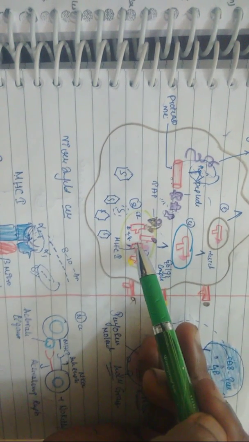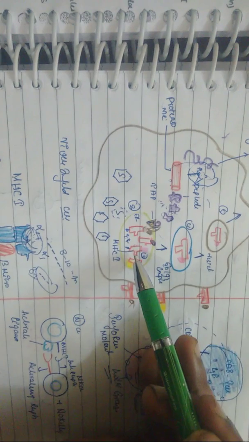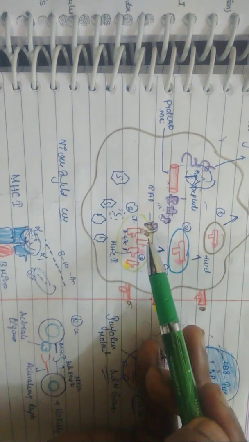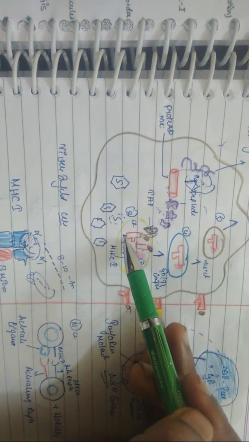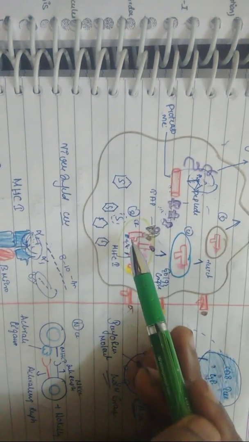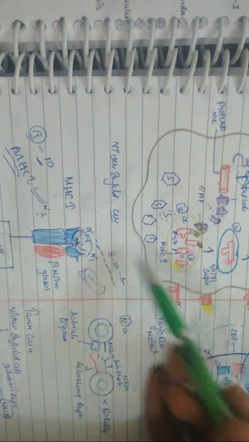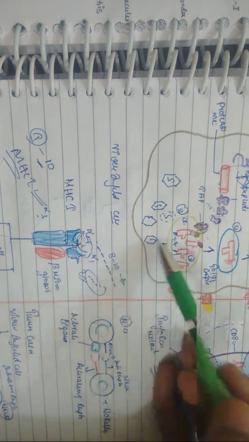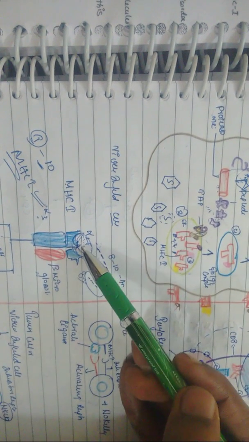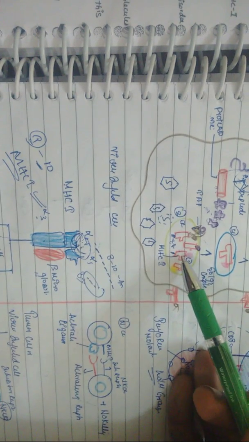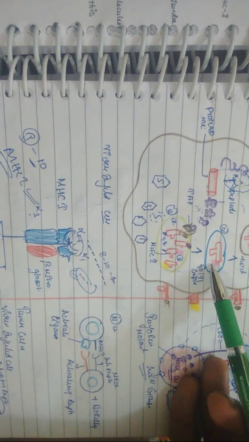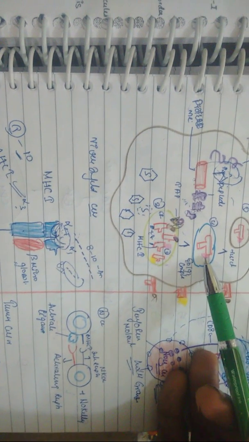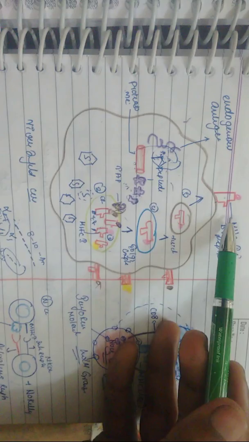In the endoplasmic reticulum you have MHC1, and the proteins which have entered the endoplasmic reticulum go and bind to the peptide binding site on the MHC1. This is the MHC molecule, this is the peptide binding site, and the antigen is bound here in association with the MHC1. Later this MHC1 goes through the Golgi complex, and from there it expresses the antigen on the cell surface. This is how we express it.